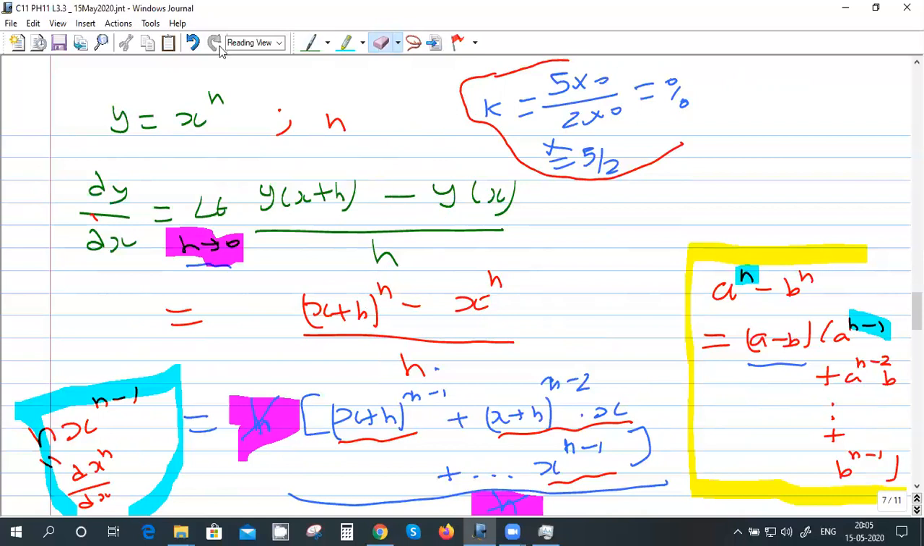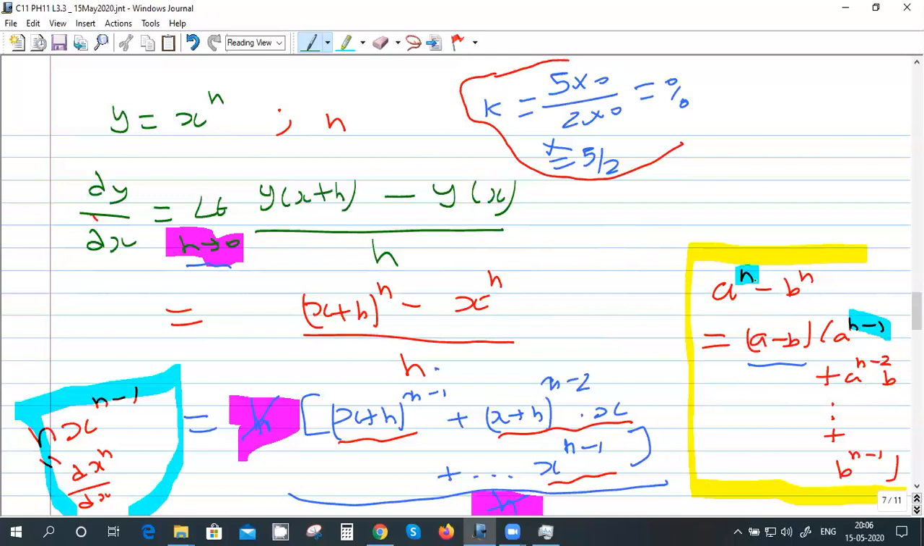Now we have to use one important identity, which I marked in yellow on the right side. A raised to the power n minus b raised to the power n is a minus b into a raised to the power n minus 1 plus a raised to the power n minus 2 into b, plus so on, up to b raised to the n minus 1. This is just accepted. In higher classes, you will understand why this is true.